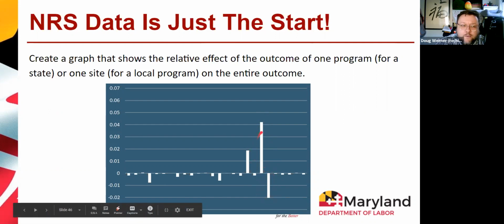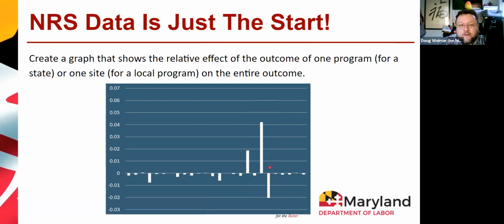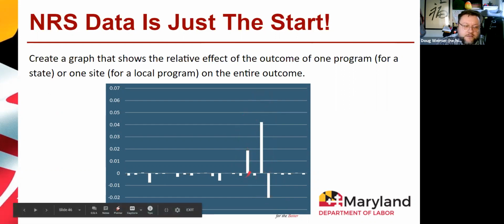And so the reason why we do this is, of course, we know that larger programs have a higher impact on the total outcome for the state. But when you express it this way, you can see just how positive or how negative that affects the outcomes. And we can say, what are these programs doing that I need to help replicate in other programs? And what services, what technical assistance do these programs need that I could help them to bring up their outcomes?